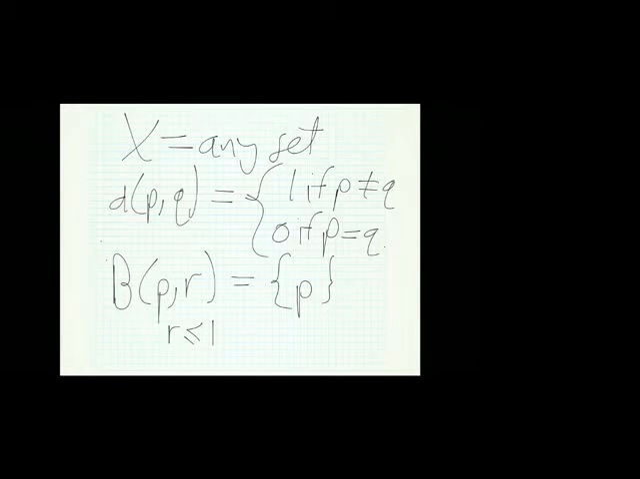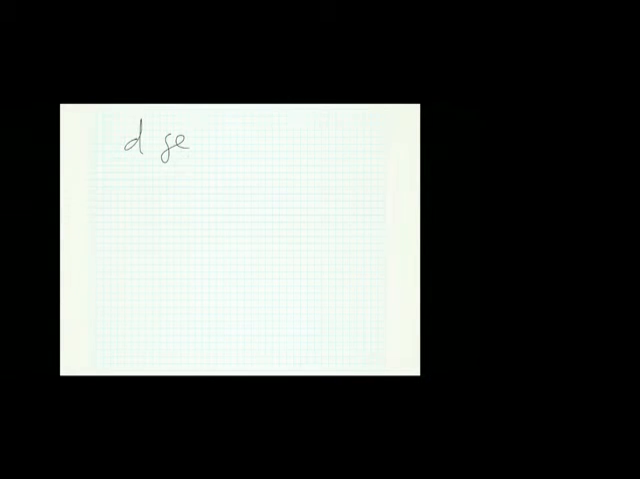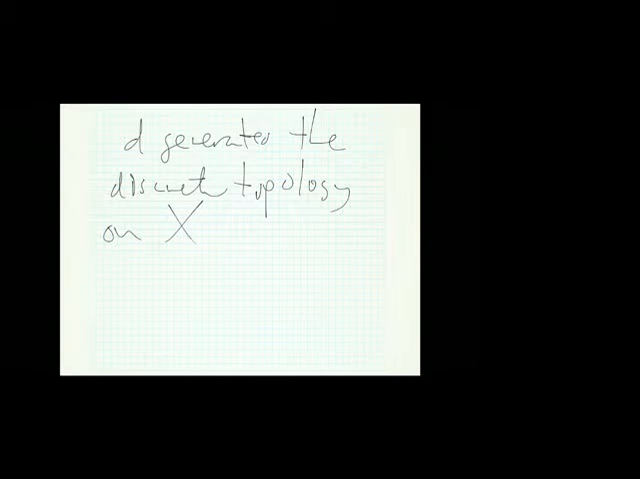So what did we learn about if you take a basis consisting of all the points? You take a basis where the basis elements are just one element subsets of X, you get the discrete topology. So in this case, D generates the discrete topology on X. So all subsets of X are both open and closed.